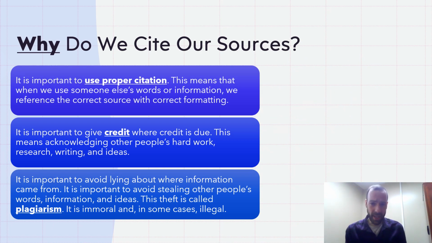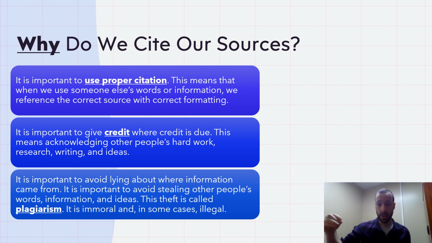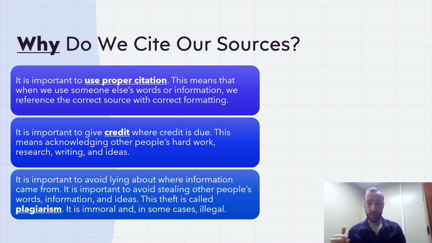Why would we bother with citing our sources? What's the point? It's really important to use proper citation. That means that when we use someone else's words or information, we reference the correct source with correct formatting. Really important that we're giving credit where credit is due. We're acknowledging other people's hard work, their research, their writing, their ideas, and we're not lying about where those things are coming from. We're not pretending that these words are our own, that we came up with these ideas. That's actually a form of stealing or theft, and we call it plagiarism. It's immoral, it's unethical, in some cases it is illegal.